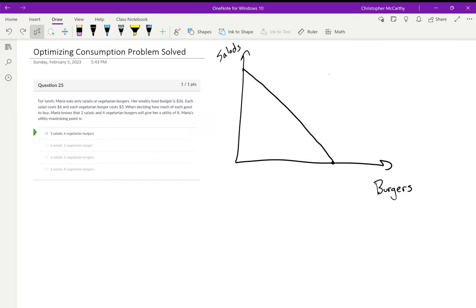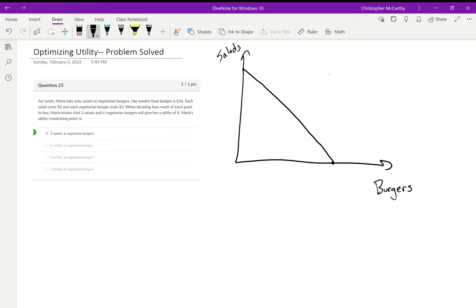Today, in preparation for our midterm, we are talking about utility maximization. So actually, this should say optimizing utility. Problem solved. And we're told that Maria eats only salads and vegetarian burgers, right?